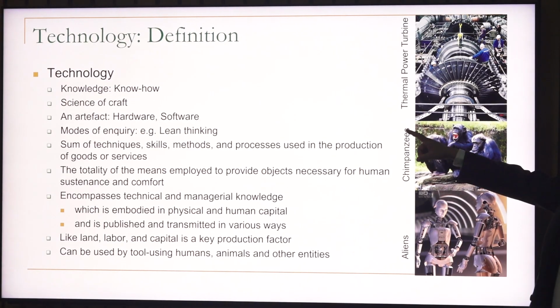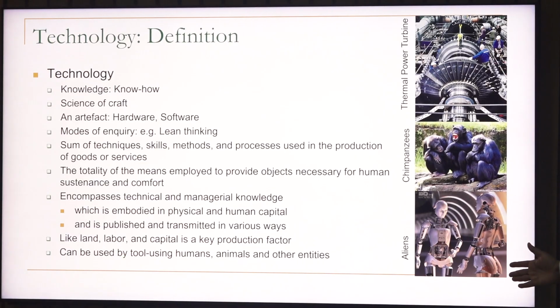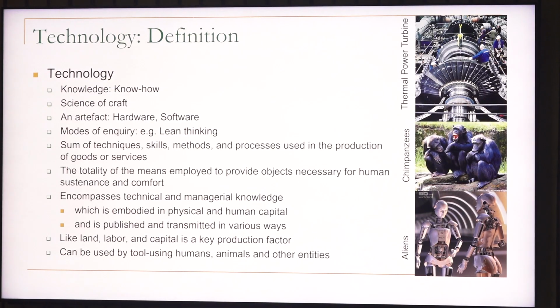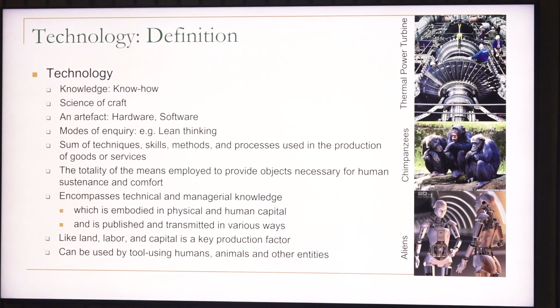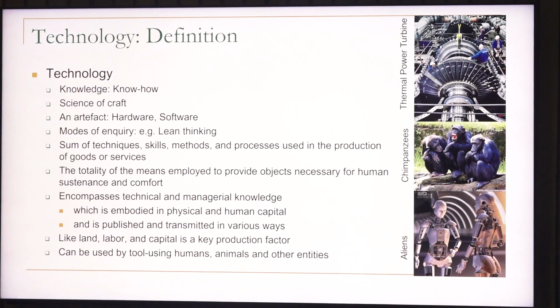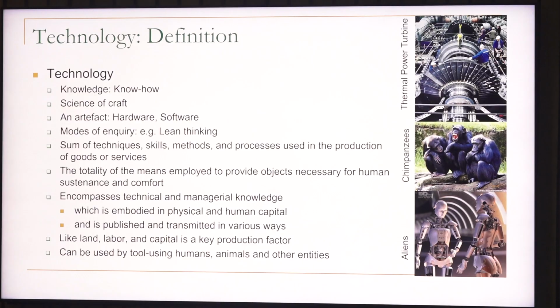Then technology can be here. Technology can be, you see, this is a thermal power turbine. It may vary from nuclear to some other thing. And then maybe a robotic kind of thing. It may be alien or maybe your own created alien. These all have involved some amount of technology.